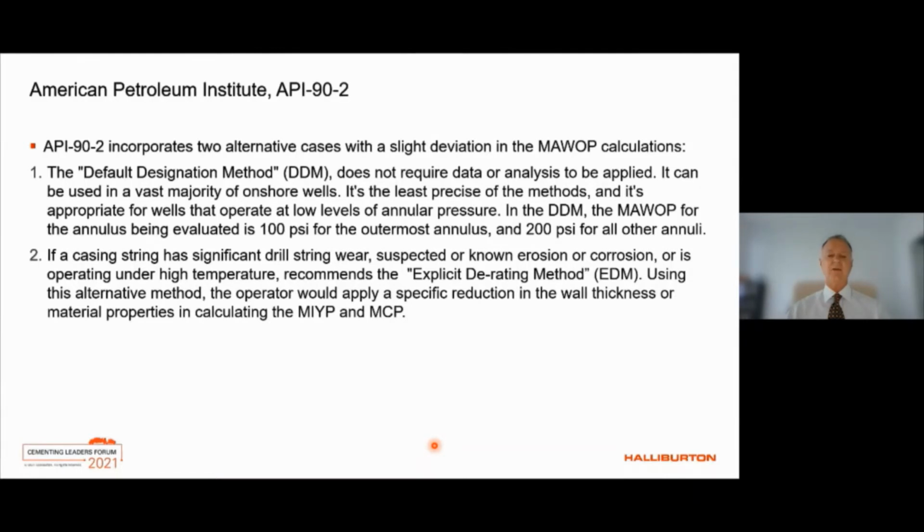The second calculation is applicable when a cemented casing string has known wear, erosion, or is operating under high temperatures. The calculation of minimum internal yield pressure and minimum collapse pressure involves an explicit derating method, or EDM, where a reduction in wall thickness and hence material properties is applied.